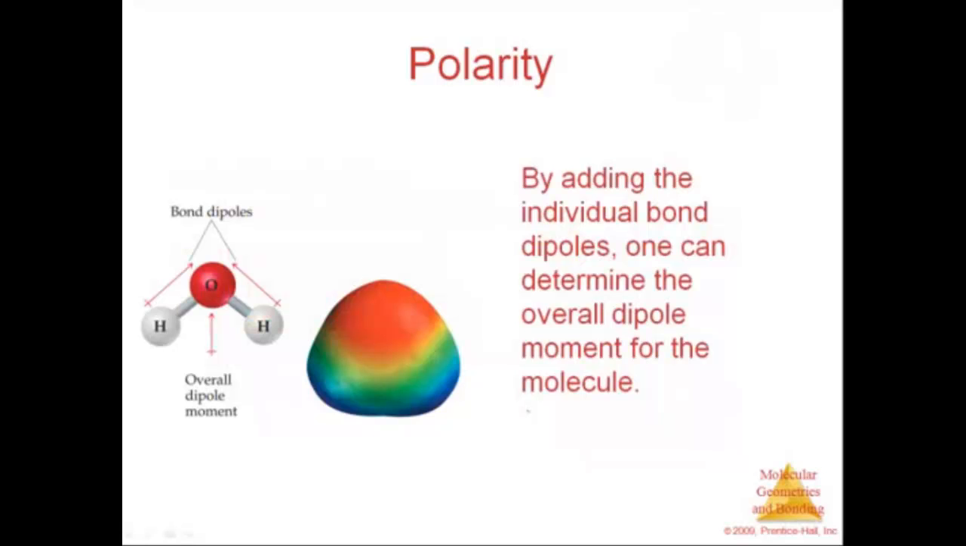So I can actually show the bond dipoles and then show what happens for the overall. So here I have water. The hydrogen is less electronegative than the oxygen, so my dipole for the bond goes this way. If I add these dipoles together, I have a dipole that has the top of the molecule being more electronegative than the bottom. So I can show an overall dipole for the molecule.